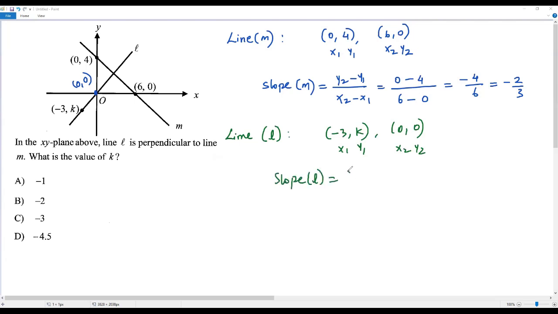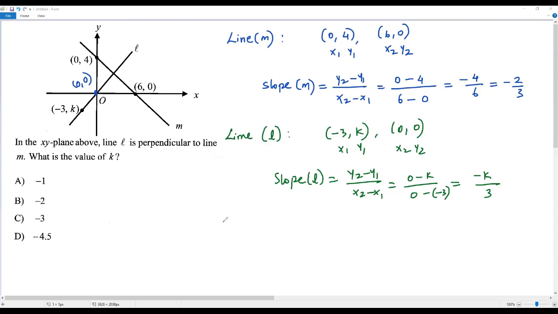The same formula again we have to use, that is y2 negative y1 over x2 negative x1. So the value of y2 is 0 and the value of y1 is k, and the value of x2 is 0. The value of x1 is negative 3. So it gives me negative k over, so negative times negative will become positive 3. 0 plus 3 is just 3. Okay, now I got the slope of line M and line L as well.